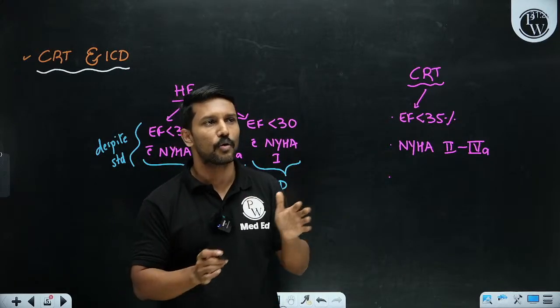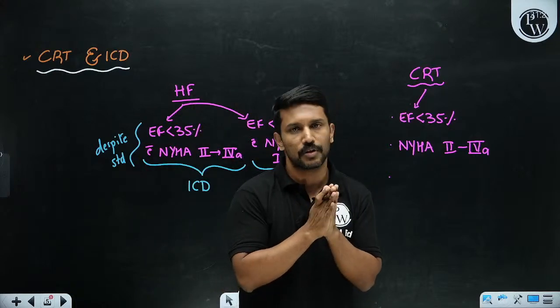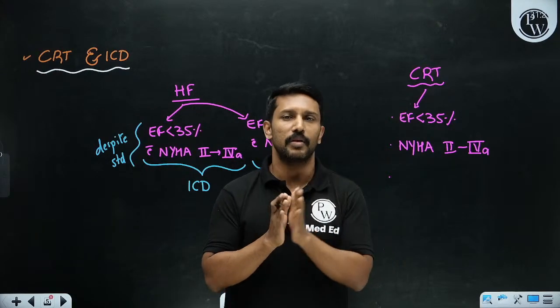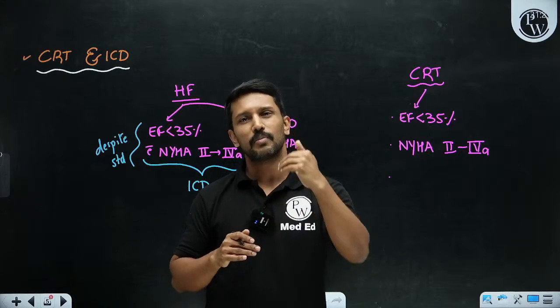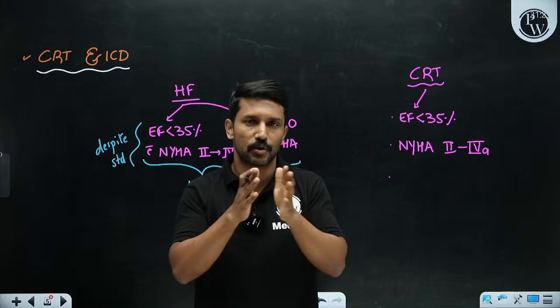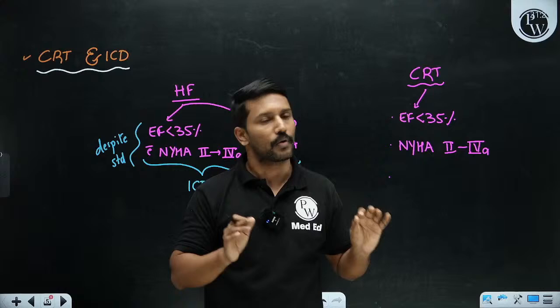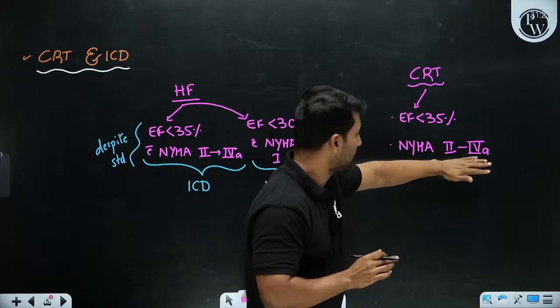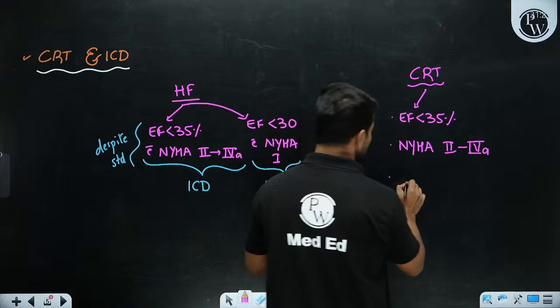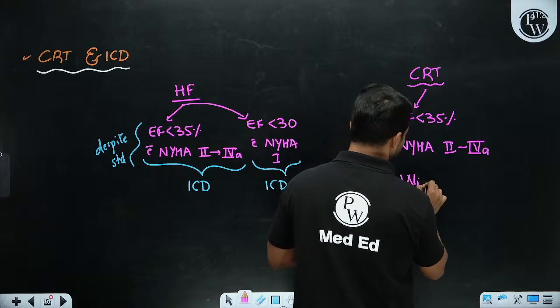तो नॉर्मल QRS ड्यूरेशन क्या होता है? नॉर्मल QRS ड्यूरेशन इज लेस देन 120 मिली सेकेंड्स, यूजुअली 80 to 100 मिली सेकेंड्स. 120 मिली सेकेंड से ज़्यादा है तो यू कैन से QRS ड्यूरेशन इज वाइड. ओके, सो व्हेन वी हैव EF लेस देन 35, NYHA ग्रेड 2 से ग्रेड 4 है एंड देर इज वाइड QRS.